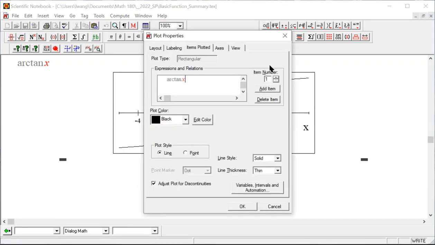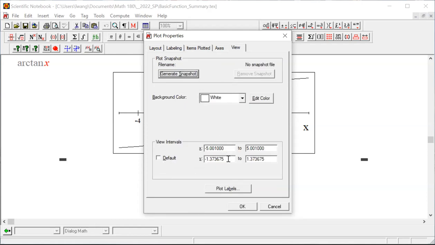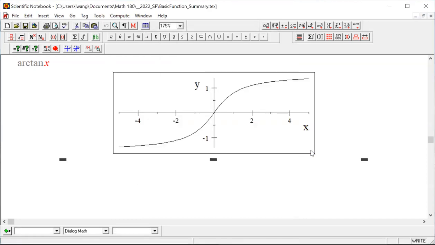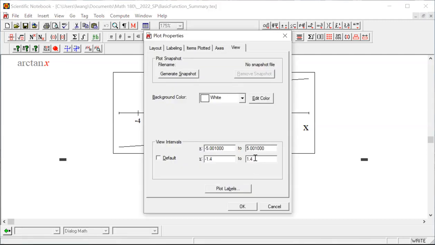How come it doesn't show? Oh, it's my fault, because I need to make it... wait.